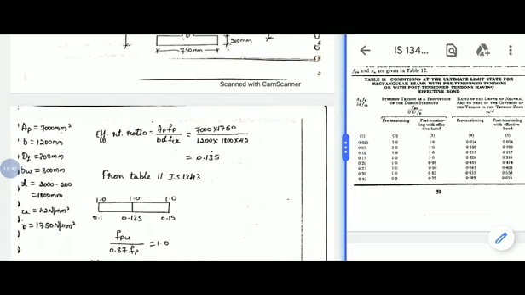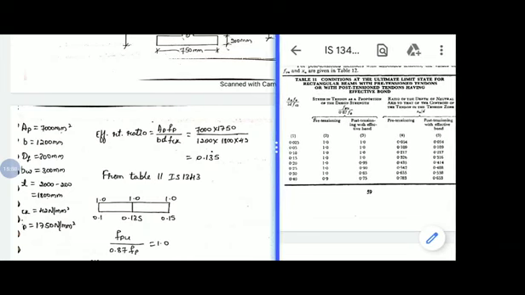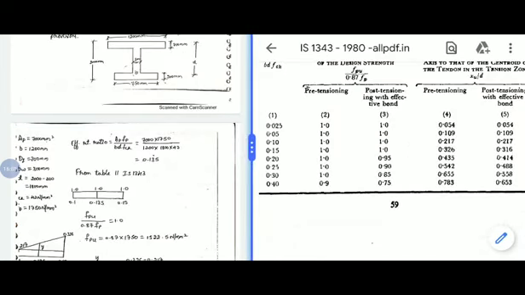FCK 42 and FP 1750 Newton per mm square. First find out the effective reinforcement ratio, AP FP by BD FCK. We will get 0.135. Again go to table number 11 in IS 1343. 0.135 lies between 0.1 and 0.15. For both we have 1. So FPU by 0.87 FP is equal to 1.